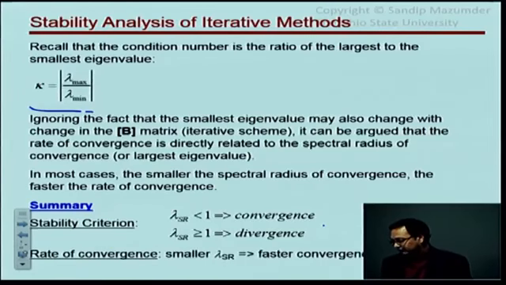And this is just a rule of thumb that the smaller the spectral radius, the faster the convergence, if we are looking at the same method. So for example, for two different mesh sizes.